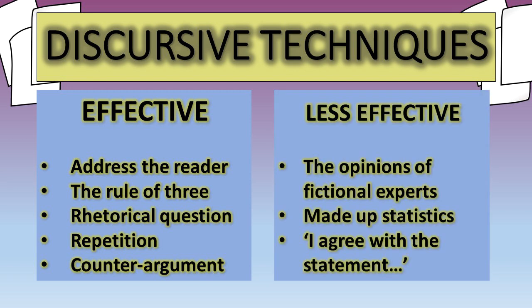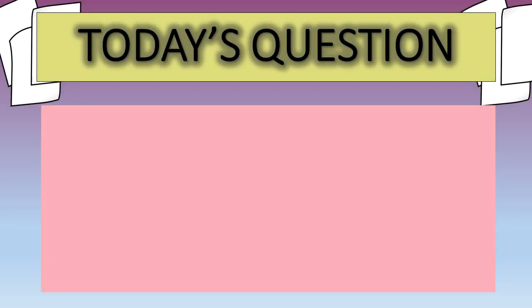Less effective are these things: the opinions of fictional experts, bringing in a doctor or a bystander or someone from a university. That is less effective. It might make your piece of writing less believable. Made up statistics are something that can also make it seem quite basic. And certainly if you're given a statement to write about, starting your letter, your speech or your article with "I agree with the statement" simply isn't conventional. So don't do that.